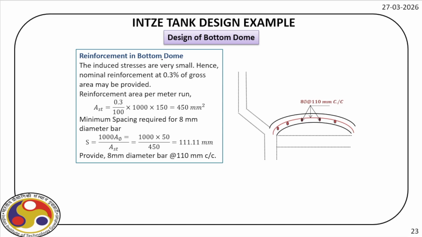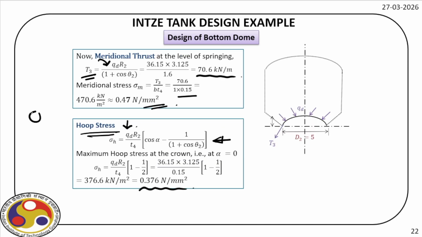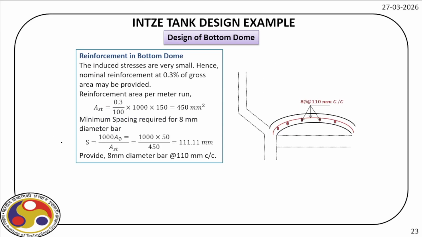So, for the reinforcement, again, these values of sigma m and sigma h are very low, and therefore we can provide 0.3% of the gross area. So, again, it is 450 millimeter square. The spacing for 8 bar is 111.11. So, we can provide 8 bar at the rate of 110 center to center, and you can see these are the marked bars, and all of them will have the same spacing.